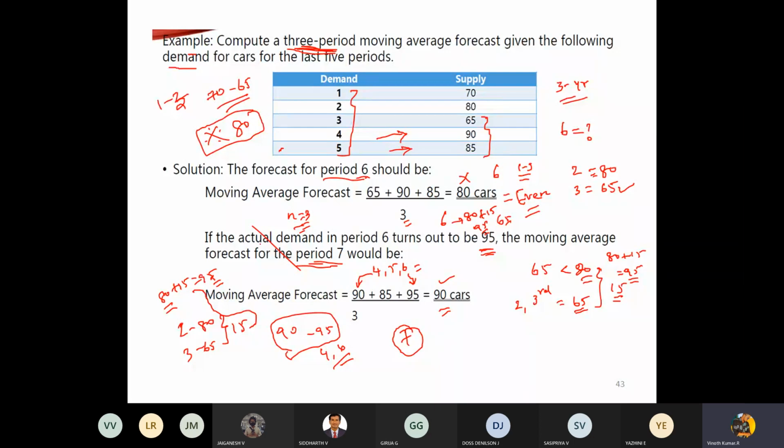We have only seen the first two so far. We have not yet discussed the weighted moving average method and the exponential smoothing method, but you can take a snap of this problem. Let's look at weighted moving average and exponential smoothing now, and after that you can solve these problems on your own.